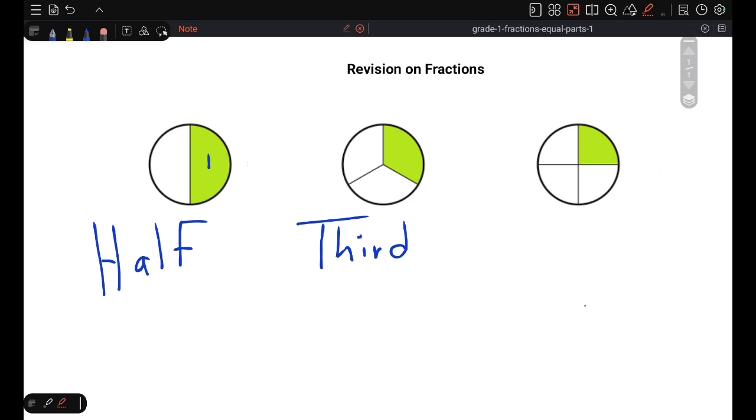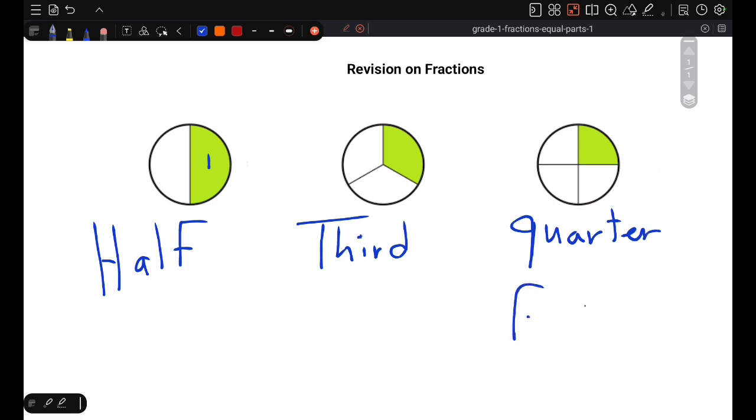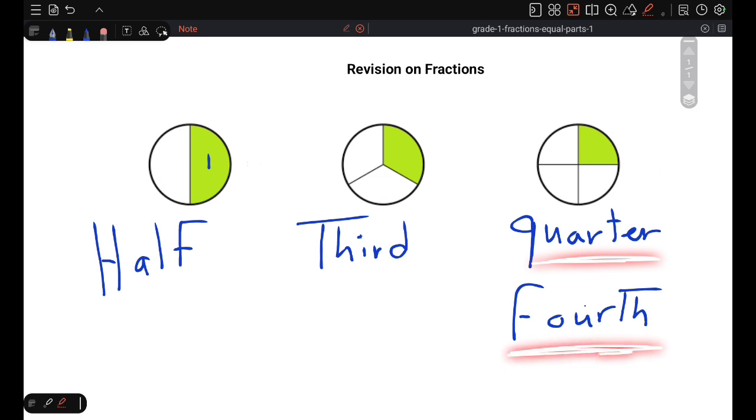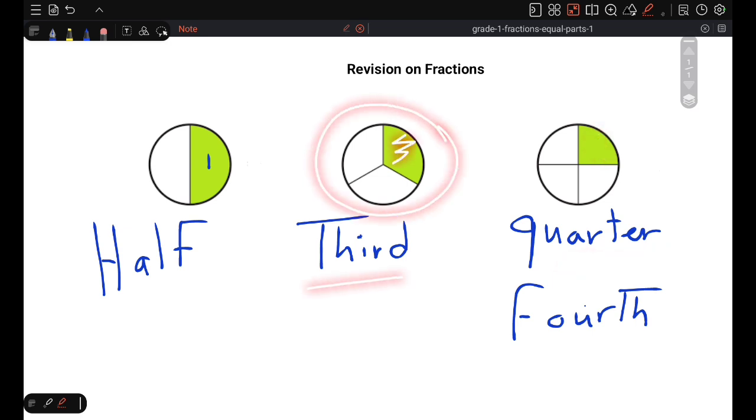And the last one, a circle divided into 4, split into 4. 1, 2, 3, 4. One part out of 4 parts, we call it a quarter, or a fourth. This shape, quarter. One part out of 4 parts is a quarter. One part out of 3 parts is a third. One part out of 2 parts is called a half.